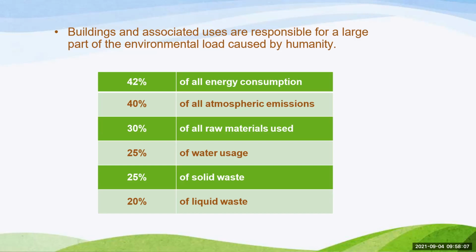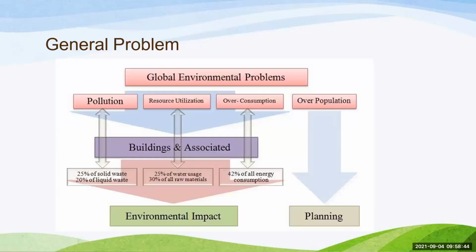Okay, 42% of all energy consumption, 40% of all atmospheric emissions, and 30% of all raw material used. Only 30% use raw material. If they decrease the percentage, then you save the environment. 25% of water use, 25% of solid waste, and 20% of liquid waste. So buildings and their users are responsible for a large part of the environmental load caused by humanity. This is just showing the percentage.